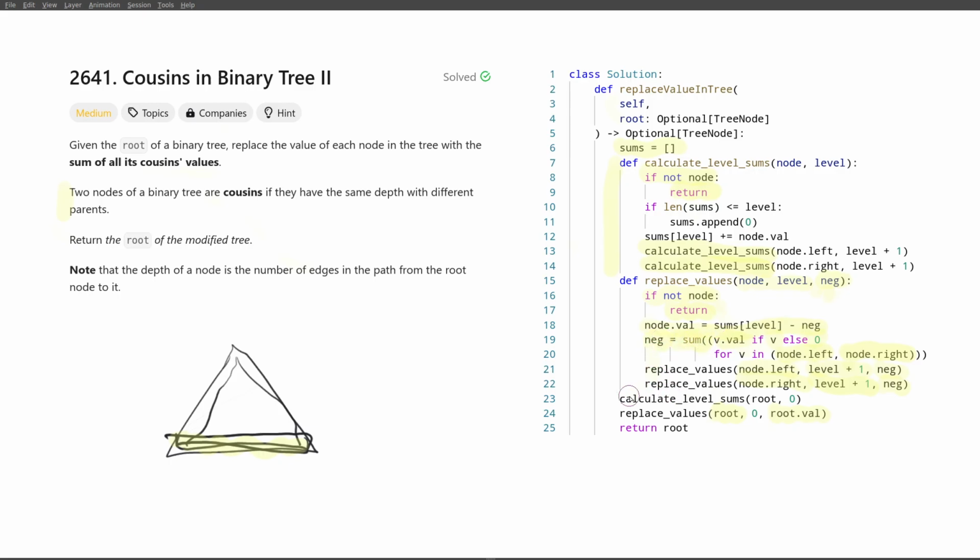And this is the whole solution. We calculate level sums, we replace the values by subtracting appropriate values from the level sums, and we return the modified tree because we've modified it in place.